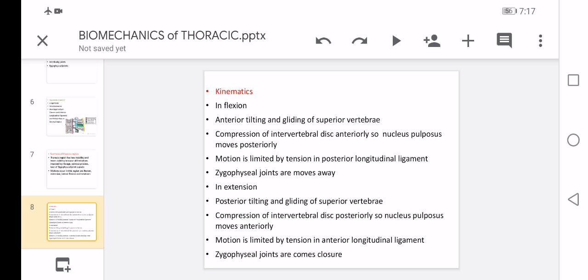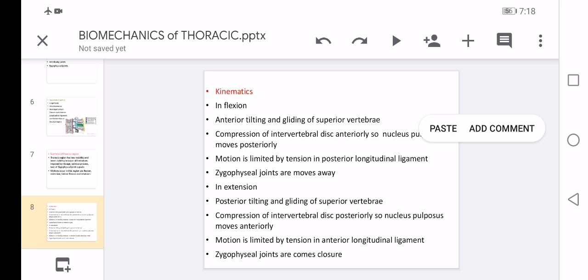In flexion, there is anterior tilting and gliding of the superior vertebra, and there is compression of the intervertebral disc anteriorly. As there is compression anteriorly, the nucleus pulposus inside the disc moves posteriorly. The motion is controlled by the force of the PLL ligament and the zygapophyseal joints, meaning the adjacent synovial plane joints move away from each other.